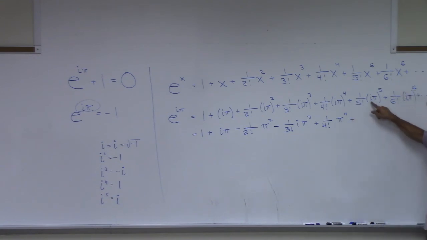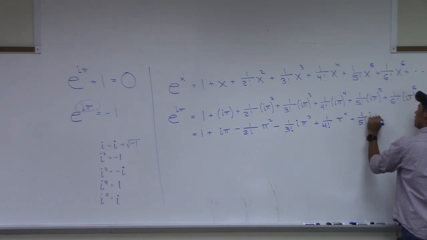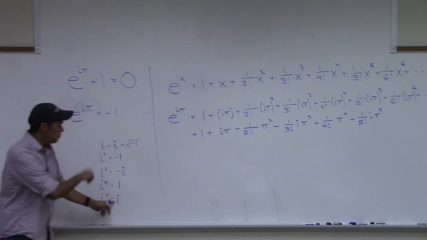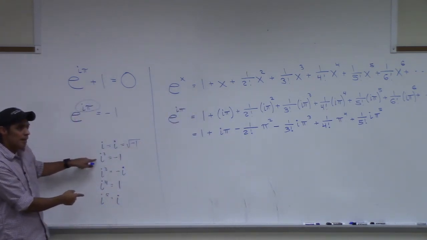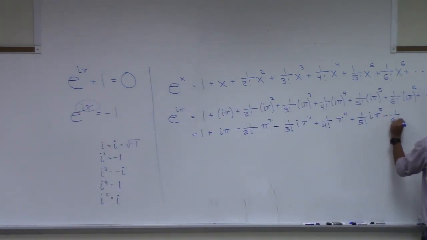Plus, okay, what about i to the 5th? We're back to i, aren't we? So 1 over 5 factorial i pi to the 5th. I did the 5th power on the i and got just i, and then I did the 5th power on pi. Okay, let's do maybe one more. What's this one going to be? What's i to the 6th? Negative 1. So where are we? We were at i, right? Coming back cyclic, negative 1 should be our next one. So negative 1 over 6 factorial.